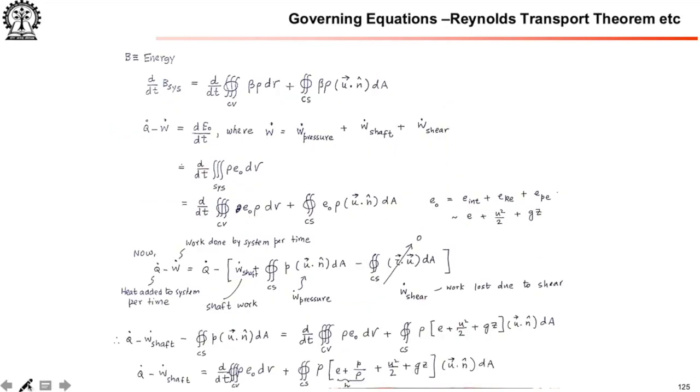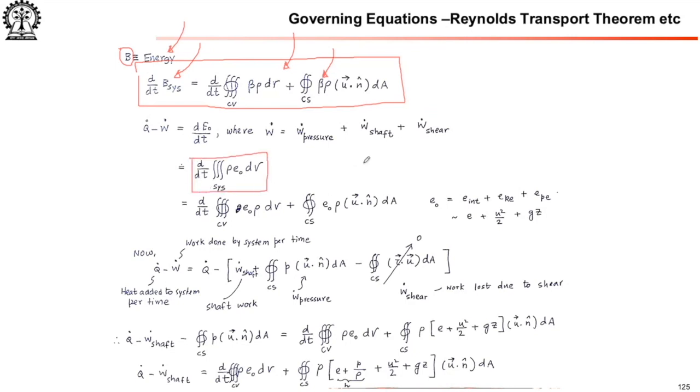Now, if we look at the energy equation, if B is energy, then similarly, starting from that description where we go from the system description to the control volume description, or the Lagrangian to the Eulerian description, in this case our beta will become the specific energy, or energy per unit mass. So what we will have is the time rate of change of the energy of the system.